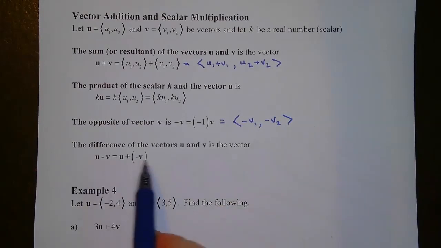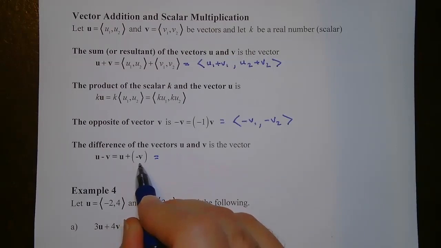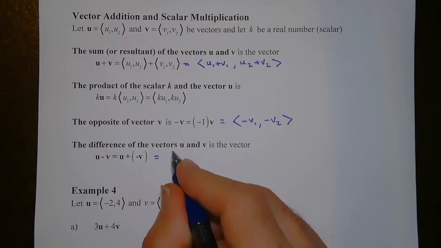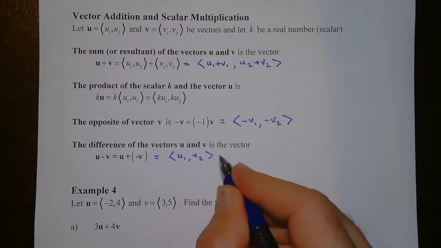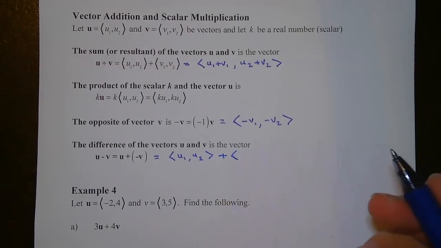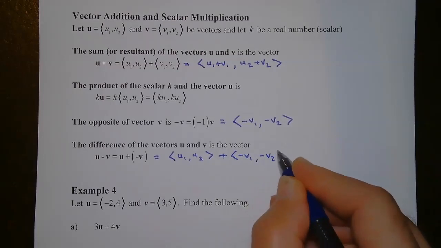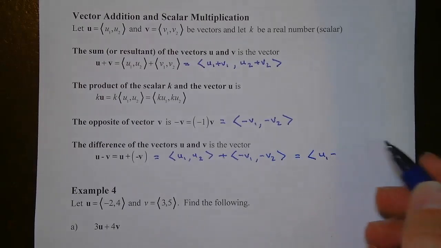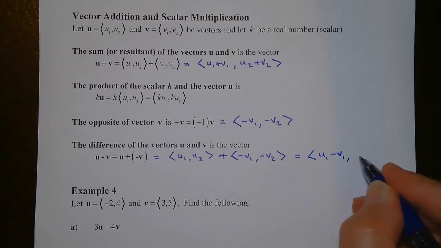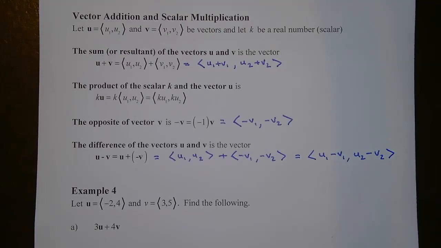The difference of two vectors turns out to be adding the opposite of the vector. So this would be the vector u sub 1 comma u sub 2, and then plus the opposite of vector v, which would be negative v sub 1 comma negative v sub 2. And what we would get is the vector u sub 1 minus v sub 1, comma, u sub 2 minus v sub 2. It kind of makes sense. I mean, they do what you think they would do.